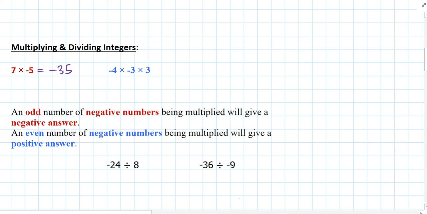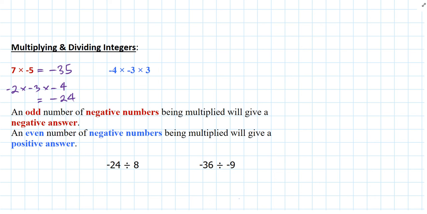If we had something like negative 2 times negative 3 times negative 4, again an odd number of negative integers being multiplied. We've got 1, 2, 3 numbers being multiplied, all of them are negative. That means we've got an odd number, so our answer is also going to be negative. So 2 times 3 is 6, times 4 is 24. So negative 24.